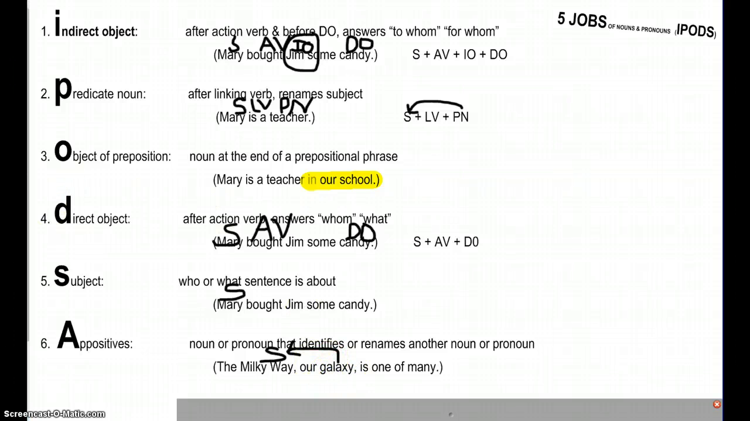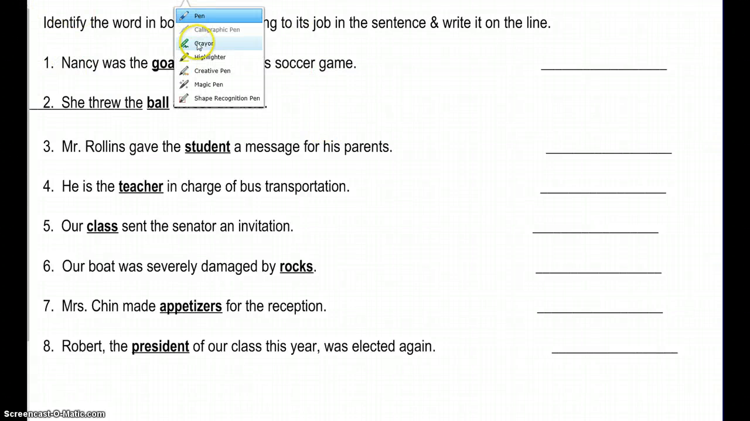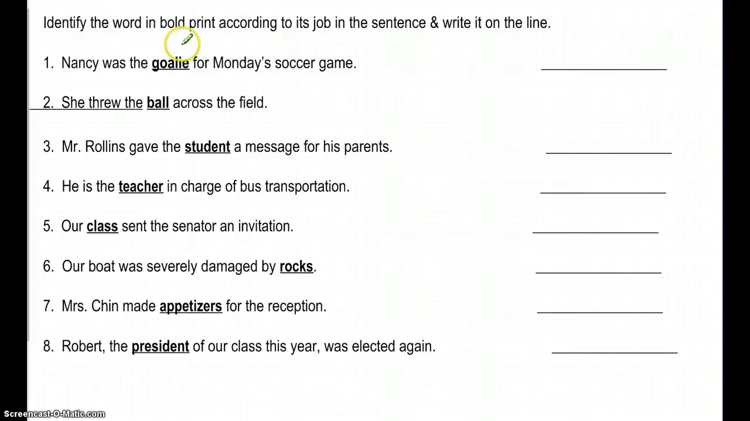So what we'll be doing for the rest of this unit is really just trying to figure out, in the context of a sentence, what the jobs of the nouns are. In doing this, we're probably going to be identifying all the noun jobs because we go through a process, and our process starts with finding prepositional phrases. So we see the preposition for, and so we want to look for the noun at the end, and that's game, for Monday's soccer game.